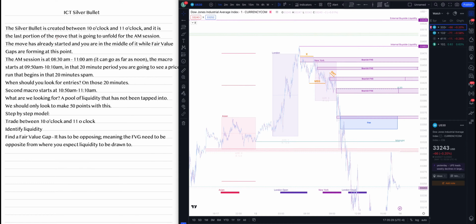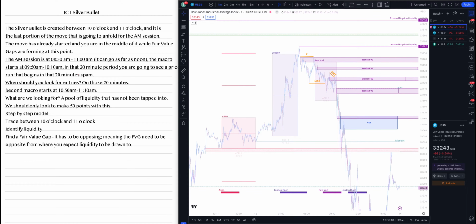It is the last portion of the move that is going to unfold for the AM session. So what time does the AM session start? It is 8:30 to 11 o'clock, but it can go as far as noon. What does that mean? It means that the stock market opens at 8:30, and we're looking for the setup that happens after 9:30, because at 9:30 it's usually a drawn liquidity that we're looking for, and the Silver Bullet happens apparently between 9:50 and 10:10.